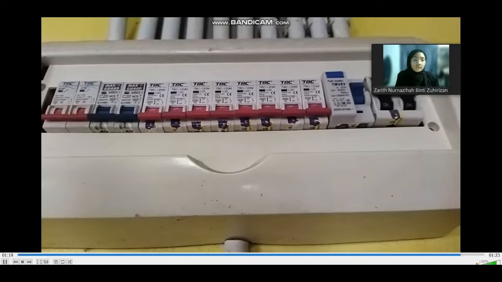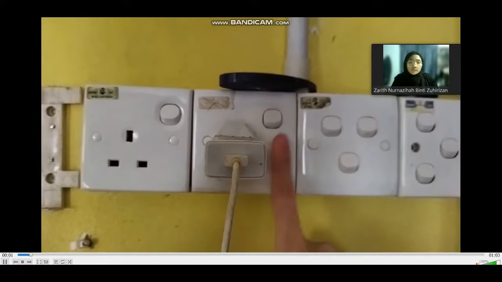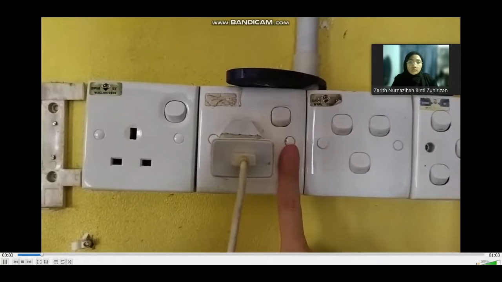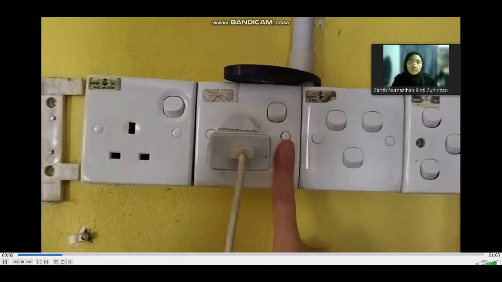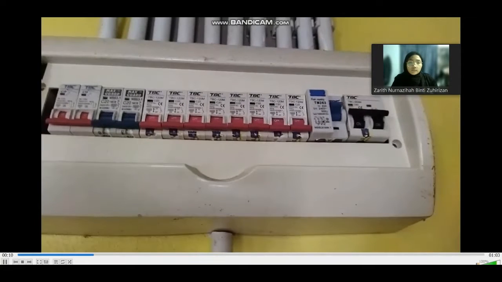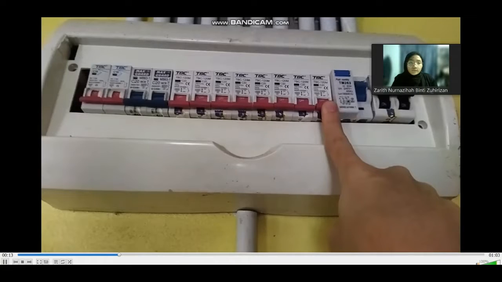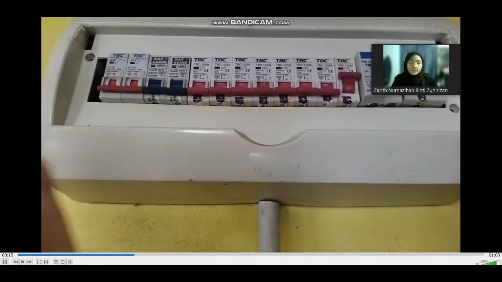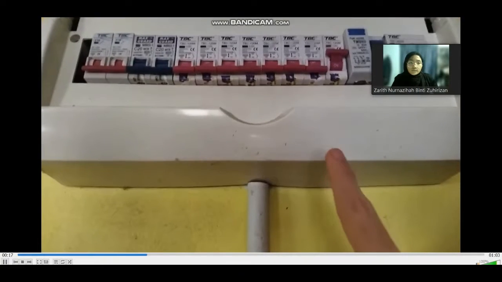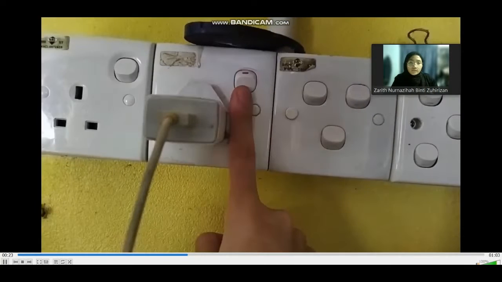Okay, next I will show the socket outlet number 2. This is the socket outlet number 2 in my living room. Okay, I will check it. Okay, go back to the board or distribution board. Okay, I will turn on the MCB 12 here and the rest are all off. Okay, back to socket outlet 2. I will turn it on and then go to the phone.